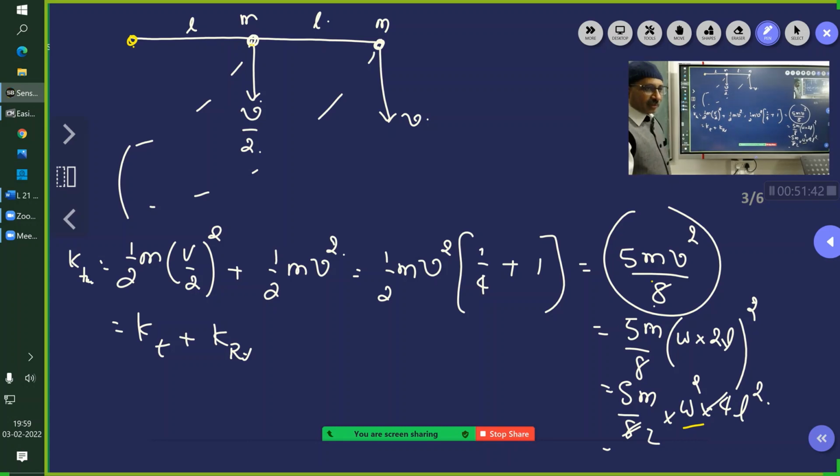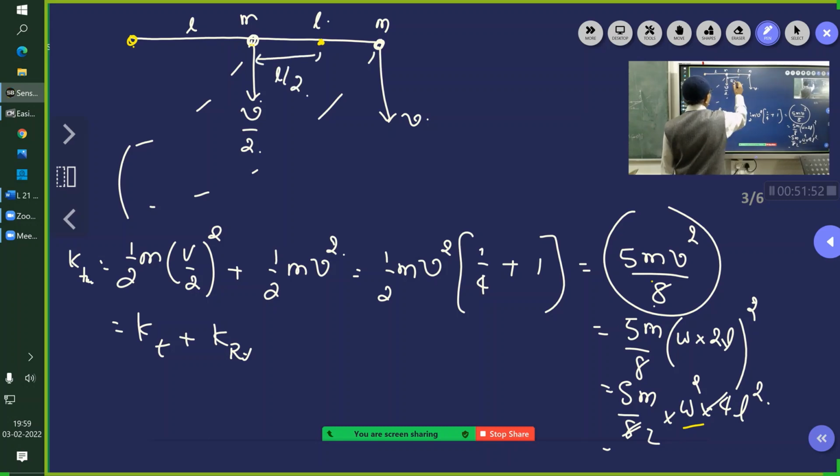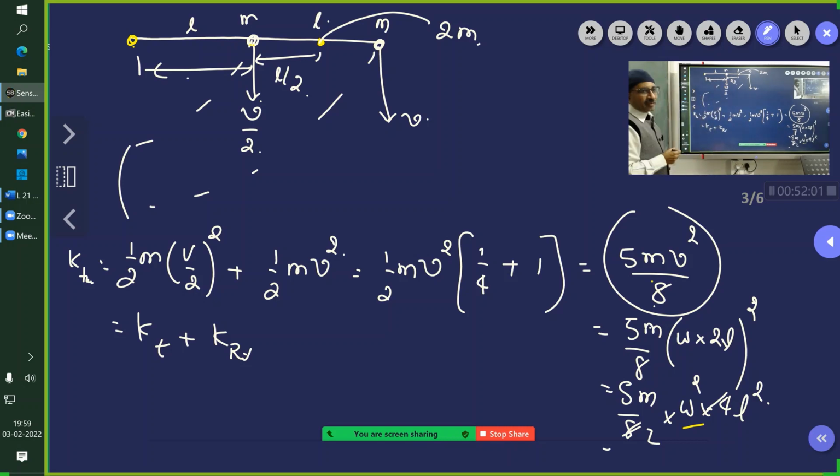So for that, Mr. Arun, you calculate the center of mass. The center of mass of this will be here, in the middle, and this will be L by 2. Now you consider both the masses are here, 2m is here. At what distance from here? L plus L by 2.